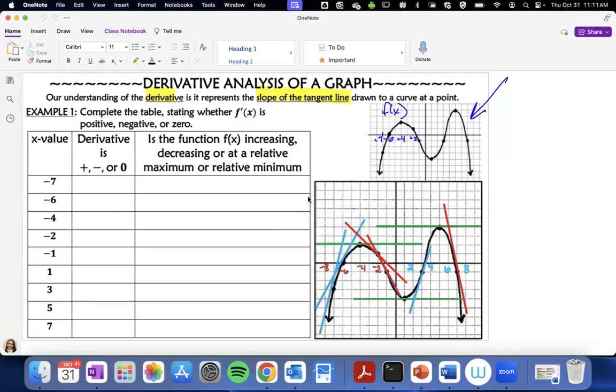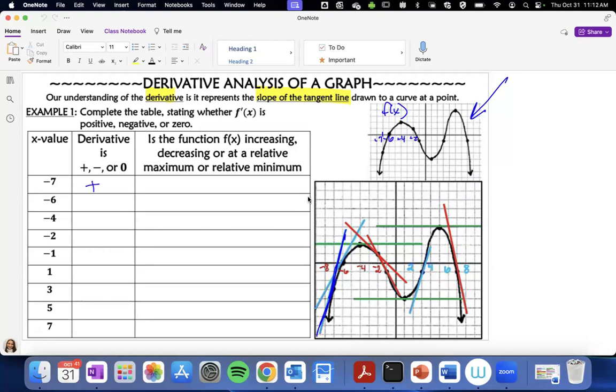So on this line, do you see this line here? I drew my tangent line, right? My slope at x equals -7. Does that make sense? That point there? Okay. Is this a positive, negative, or zero slope? It's positive. It's increasing. Okay.